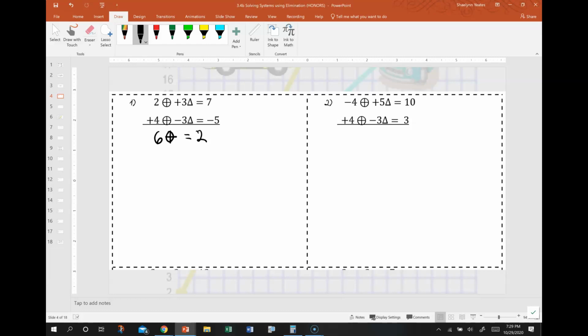So then I could just solve for my weird little circle thing from here. So I could divide both sides by 6. And I get weird little circle thing equals 1/3. And I'm going to stop there. I'm not going to go solve for a triangle, but I could if I wanted to.